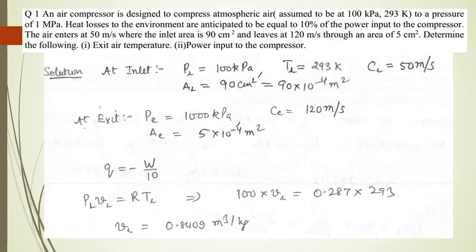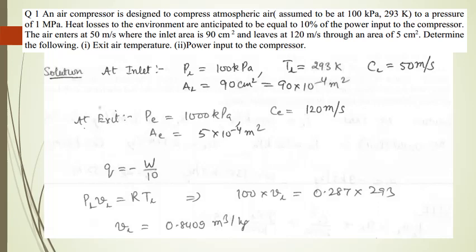An air compressor is designed to compress atmospheric air, which is assumed to be at 100 kilopascal, 293 Kelvin, to a pressure of 1 megapascal. The heat losses to the environment are anticipated to be equal to 10% of the power input to the compressor. The air enters at 50 meter per second where the inlet area is 90 centimeter square and leaves at 120 meter per second through an area of 5 centimeter square. Determine the following: exit air temperature and power input to compressor.